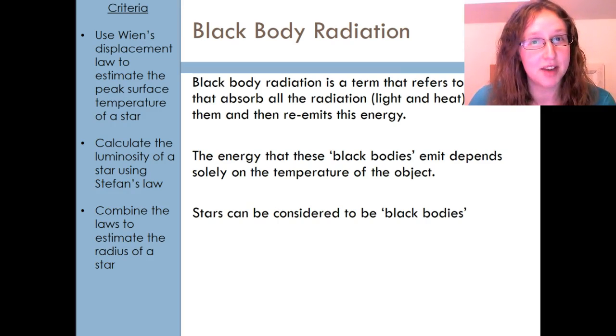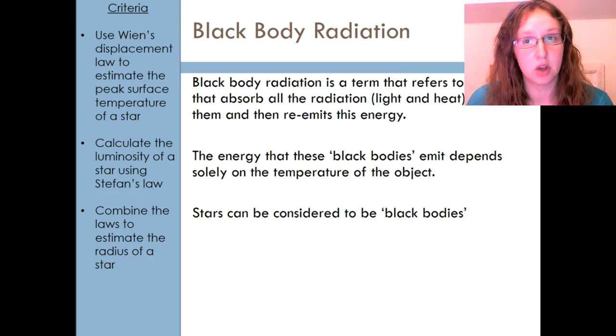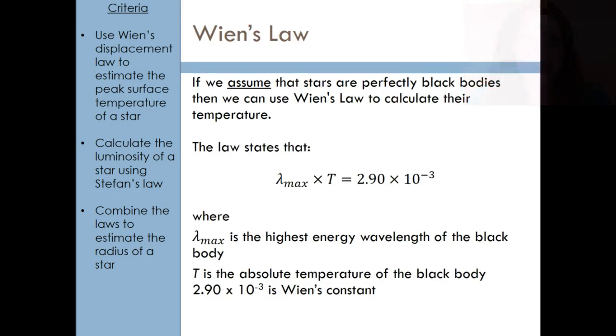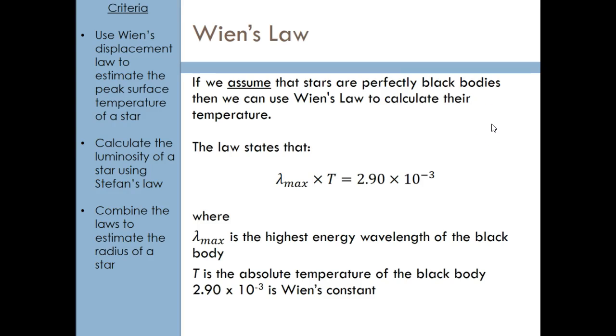So that means that there's a direct relationship between the temperature of a star and the wavelength of light that it gives off. And this leads us to Wien's Law. Basically, if we assume that stars are perfect black bodies, then we can calculate the temperature. And the law that we use to do that says that the maximum wavelength that is given off multiplied by the temperature equals a constant. And that constant is 2.9 times 10 to the minus 3. It's just called Wien's constant.